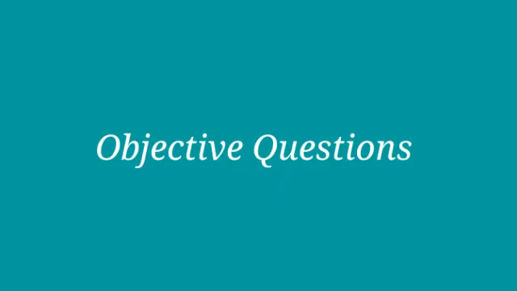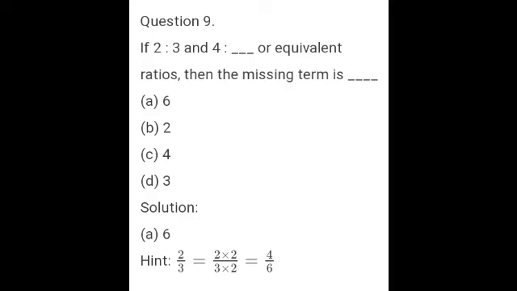Question number 9. If 2:3 and 4:dash are equivalent ratios, then the missing term is what? So how to write 2:3? We can write it in terms of a fraction, 2 divided by 3. So we can find the equivalent fraction for 2 by 3. Both numerator and denominator are multiplied by 2, and we get 4 by 6. Therefore the missing term is 6.